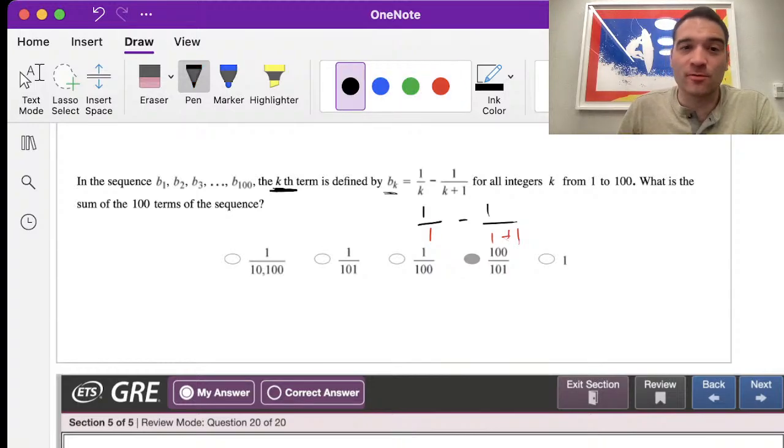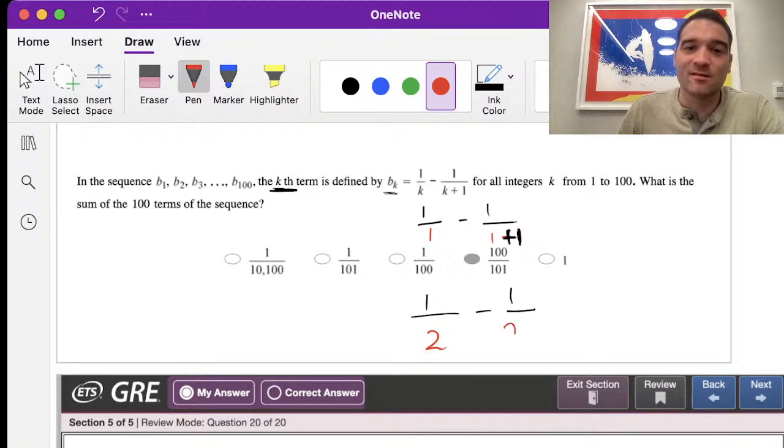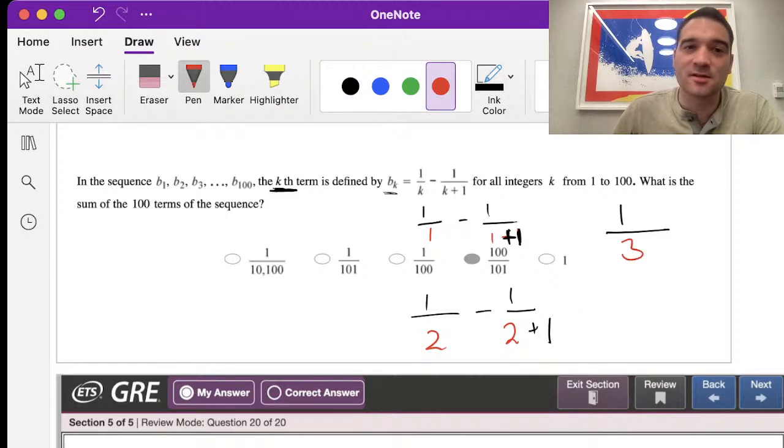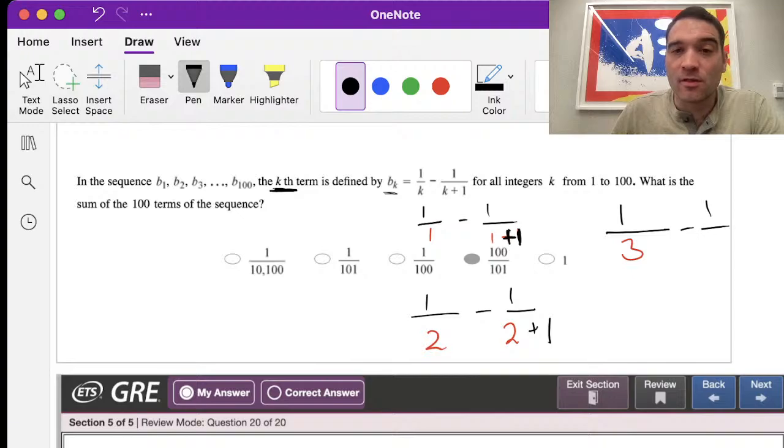The second term would be 1 over 2 minus 1 over 2 plus 1. The third term should be 1 over 3 minus 1 over 3 plus 1, and on and on and on.